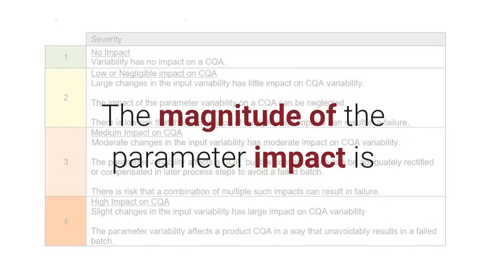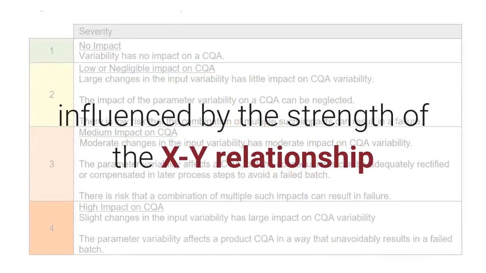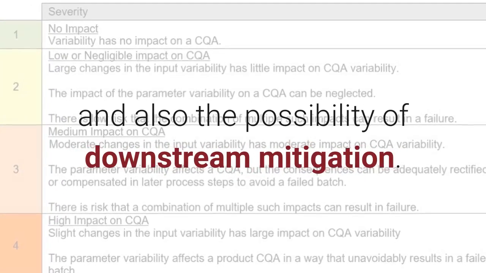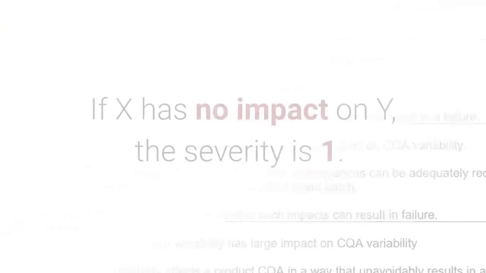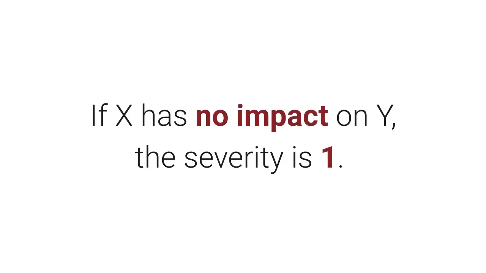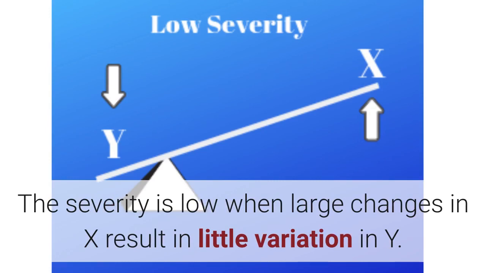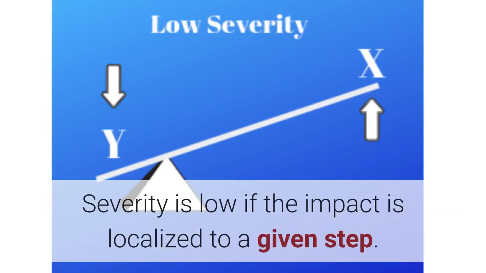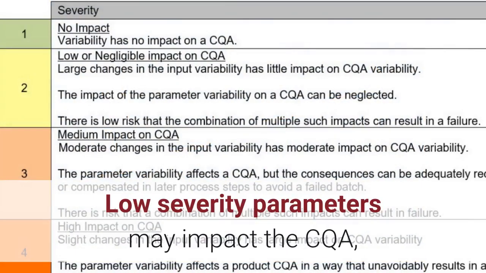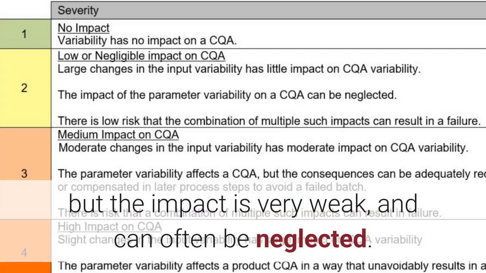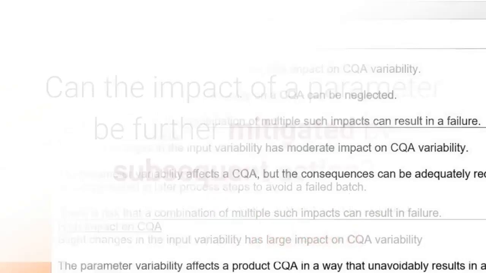The magnitude of the parameter impact is influenced by the strength of the XY relationship and also the possibility of downstream mitigation. If X has no impact on Y, the severity is 1. The severity is low when large changes in X result in little variation in Y. Severity is low if the impact is localized to a given step. Low severity parameters may impact the CQA, but the impact is very weak and can often be neglected.